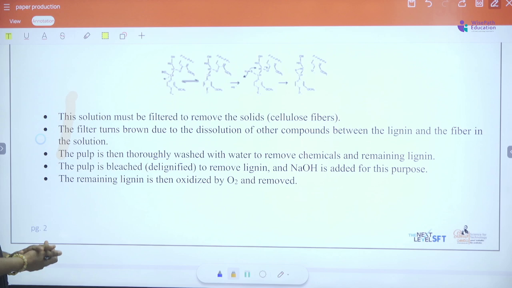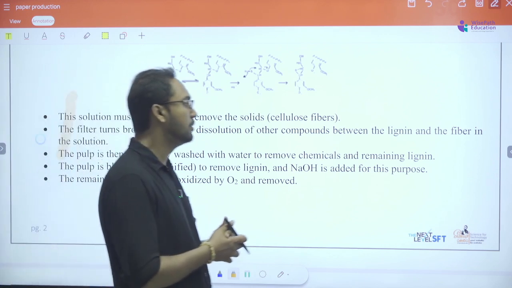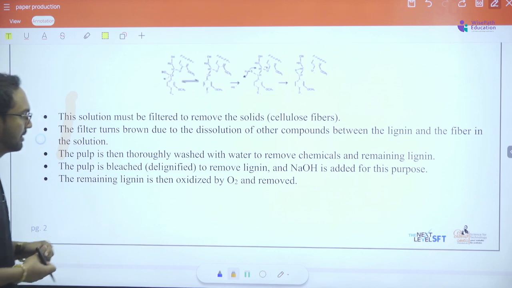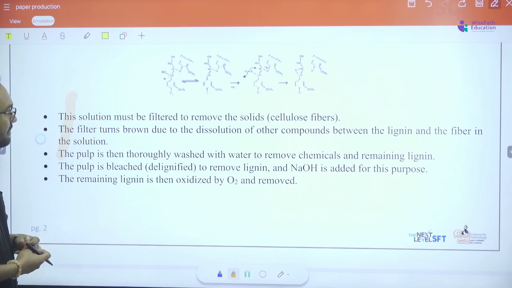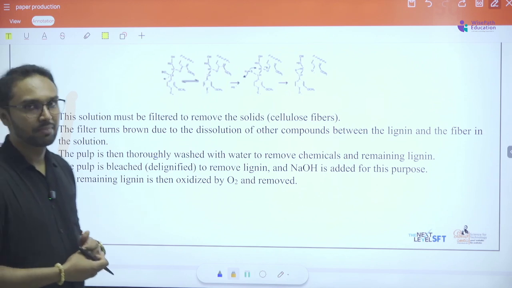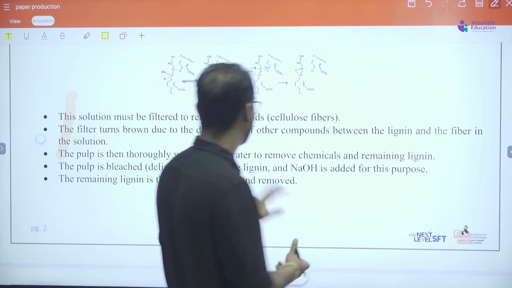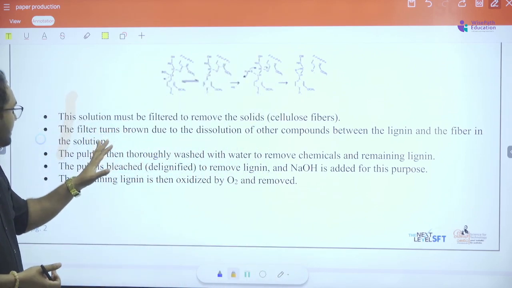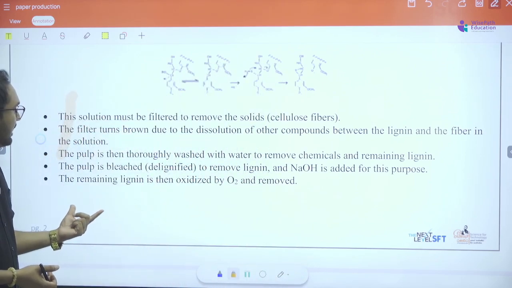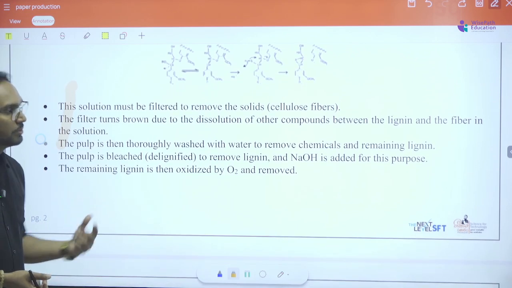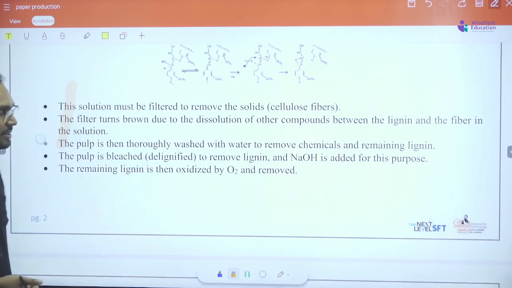The filter turns brown due to the dissolution of compounds between the lignin and the fiber in the solution. The pulp is then thoroughly washed with water to remove chemicals and remaining lignin, right? So you dissolve all the compounds and it will add a bit of color, and it will be brown in color when you dissolve everything like this, right? And you have to remove those colors as well, and the pulp is then thoroughly washed with water to remove those chemicals and remaining lignin.